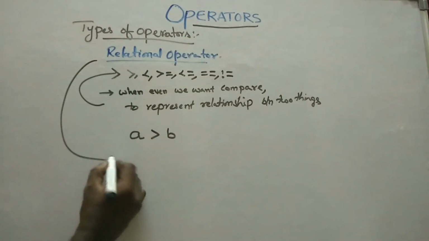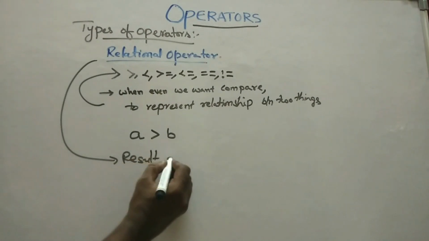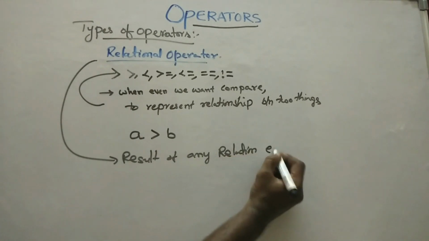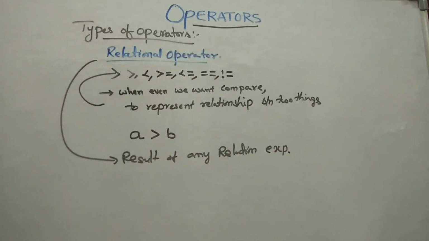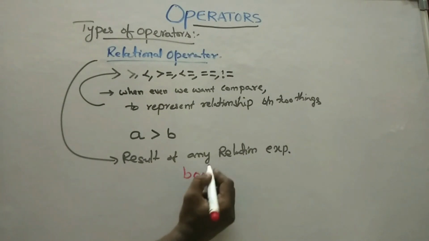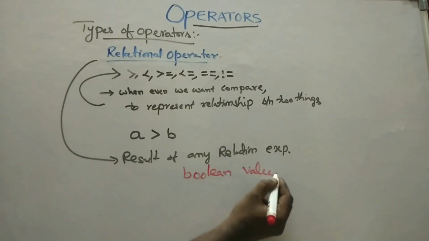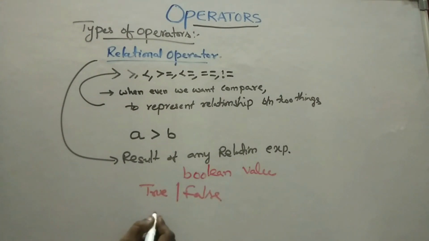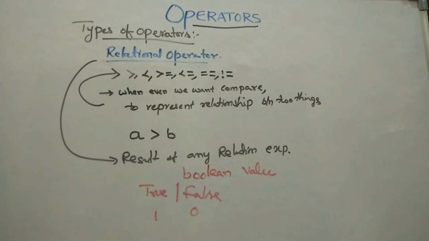That means the result of any relational expression is Boolean. The result is a Boolean value. That means it may be either true or false. If it is true the output is 1, otherwise it is 0. Whenever you use any relational expression, the result is always a Boolean value only. That means it may be true or false. That is the result of any relational expression.